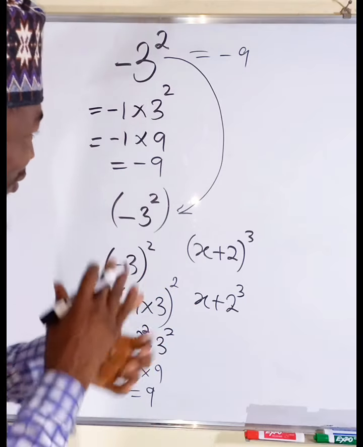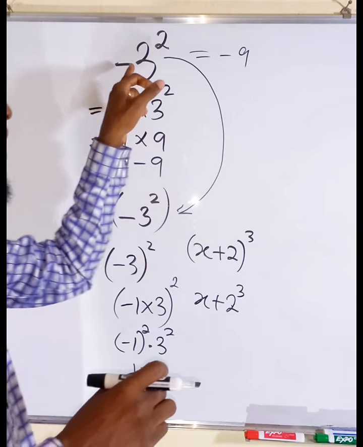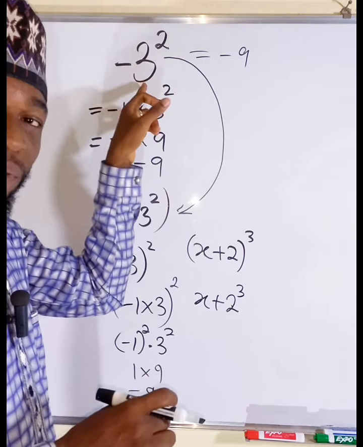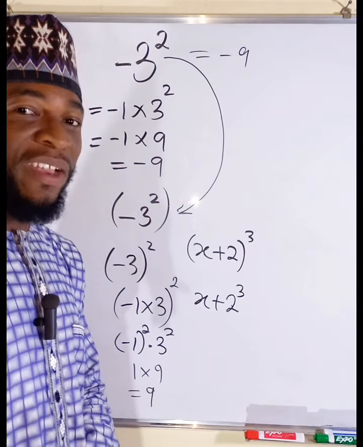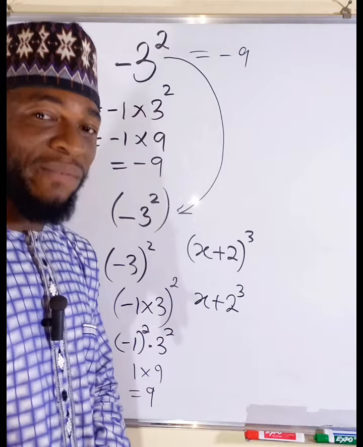So let me make a conclusion here: negative 3 to the power of 2 is negative 9, not positive 9. I repeat, not positive 9.